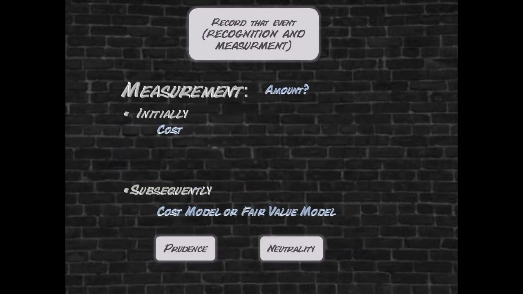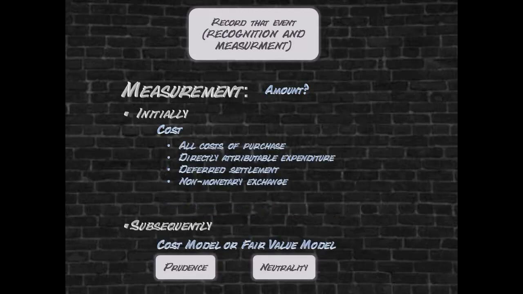Initial measurement of investment property is at cost, whilst a choice between cost model and fair value model exists for subsequent measurement. The fair value model is more aligned with the neutrality concept in the framework than the cost model. Specific rules are provided in the standard for the inclusion of amounts in or the exclusion of amounts from the original cost that is recognized.